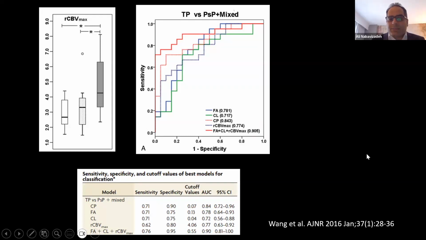This talk is about MR, but there are techniques that are superior to MR, including amino acid PET, which has been shown to be superior to perfusion MR in distinguishing between progression and pseudoprogression.